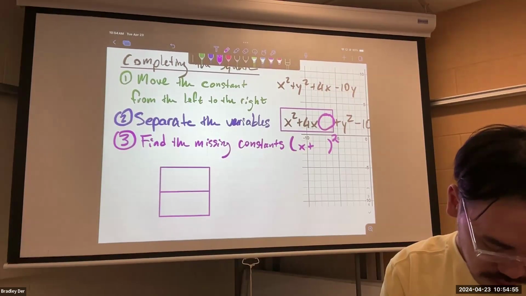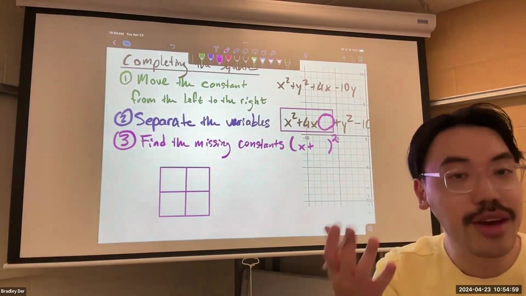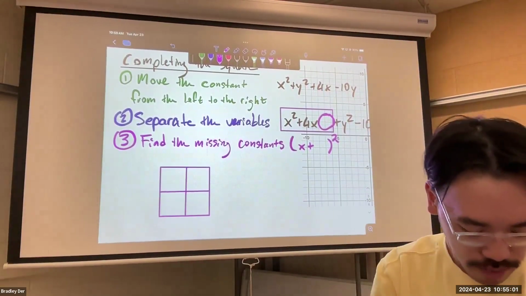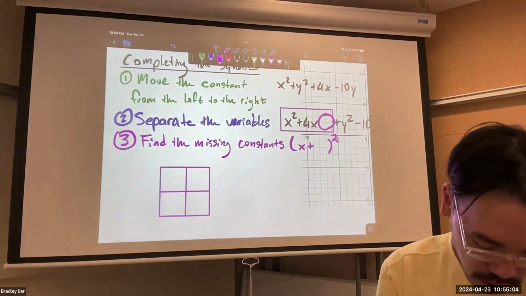I'm gonna draw a little bit here and we can see how we can use the area model, everyone's favorite, the box model, to get more of this going.